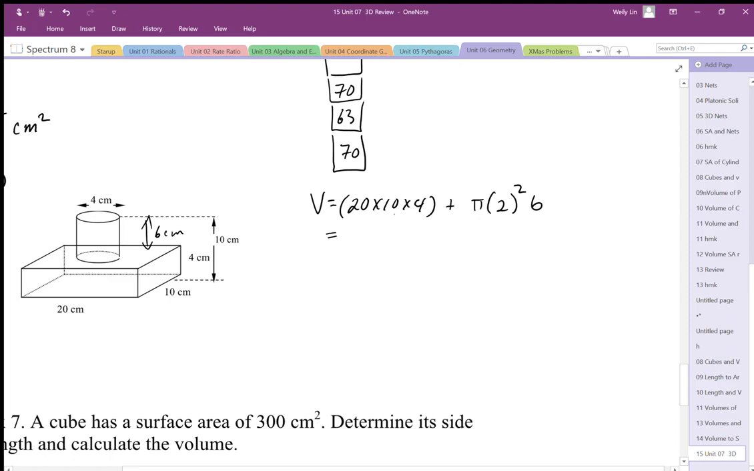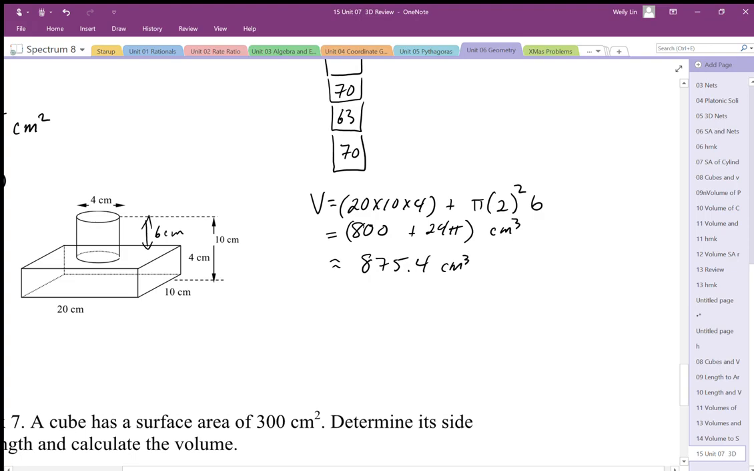So working this out, I get 800 centimeters cubed plus 24 pi centimeters cubed. If you want to convert that to a decimal value, using my calculator, I'm going to get 800 plus 24 pi, and that's going to be 875.4 centimeters. Sorry, this is centimeters cubed because we're talking volume.